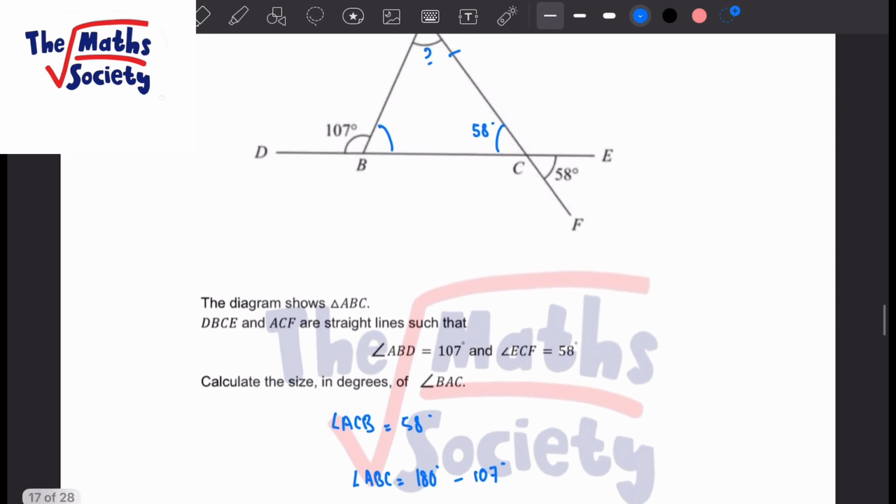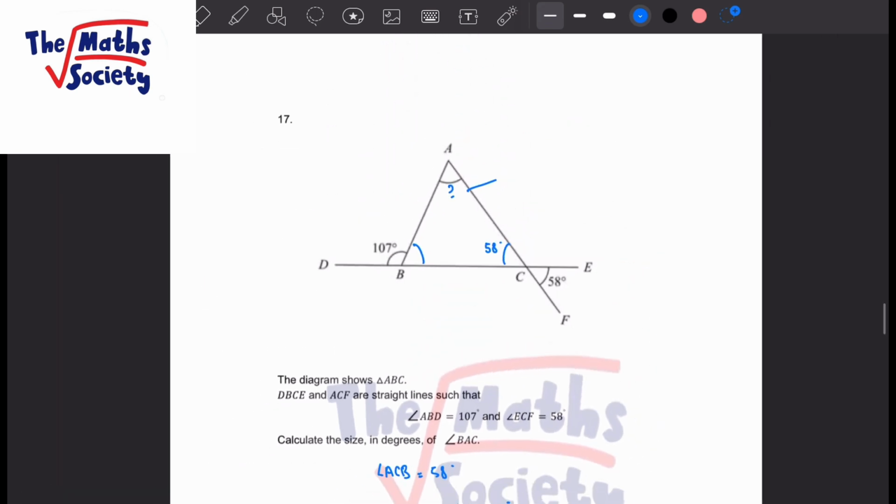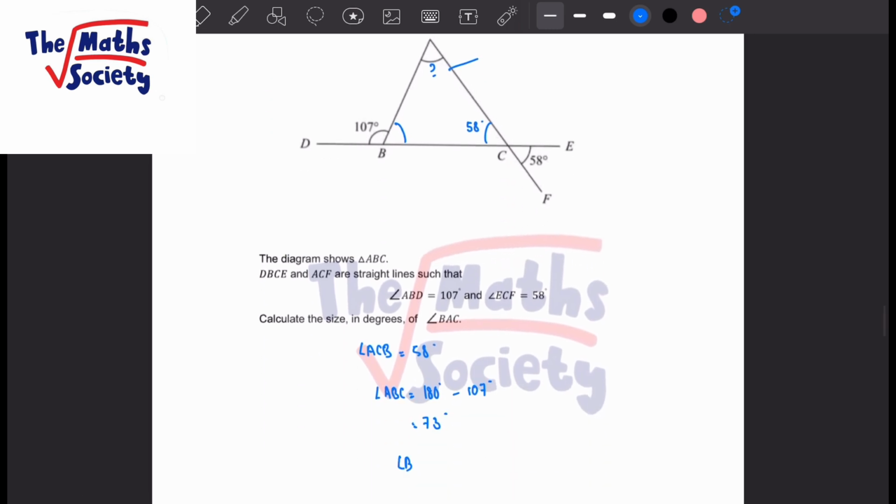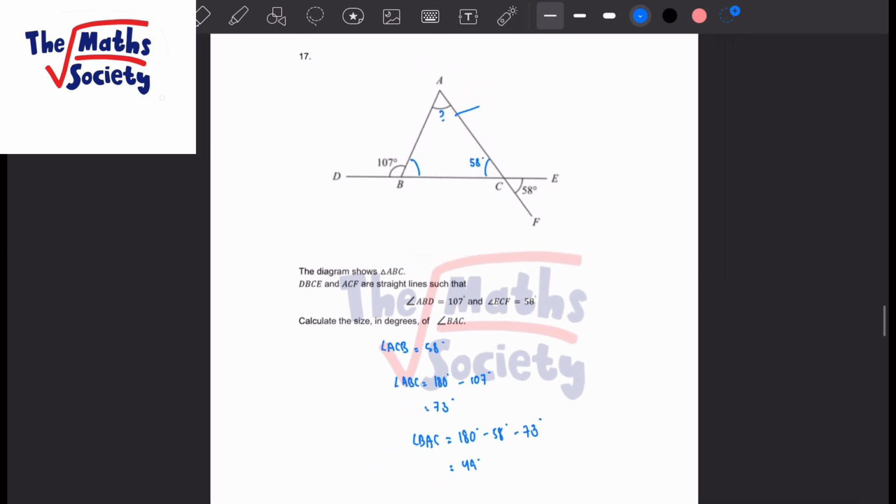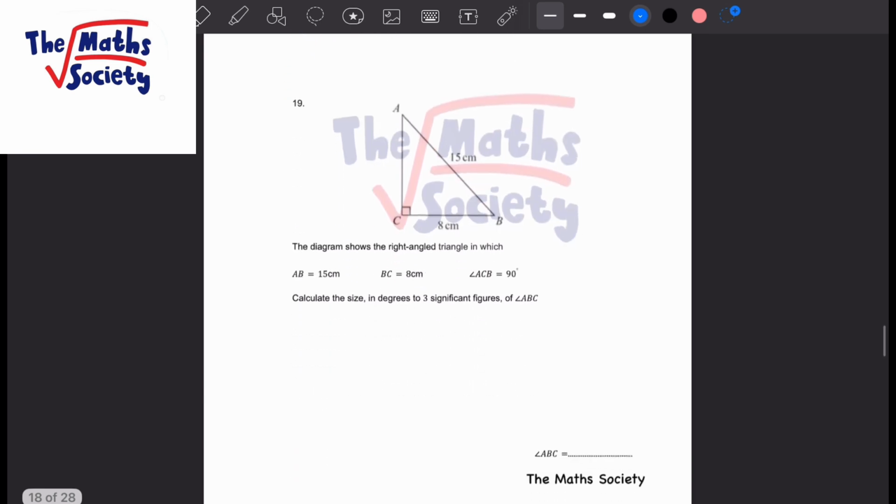If you want to know, we just know that all the angles in a triangle add up to 180, so that's angle BAC equals 180 degrees minus 58 minus 73 degrees, so that's going to end up giving you 49 degrees. And we move on to question 19.